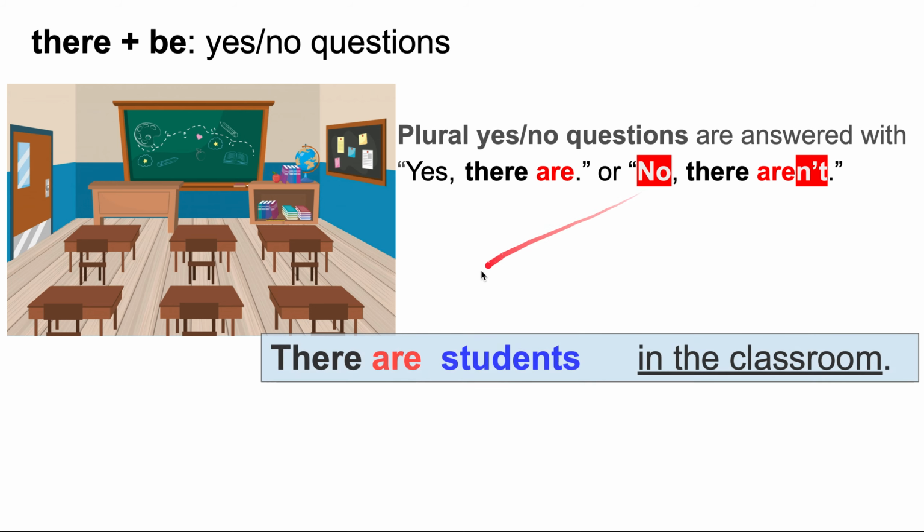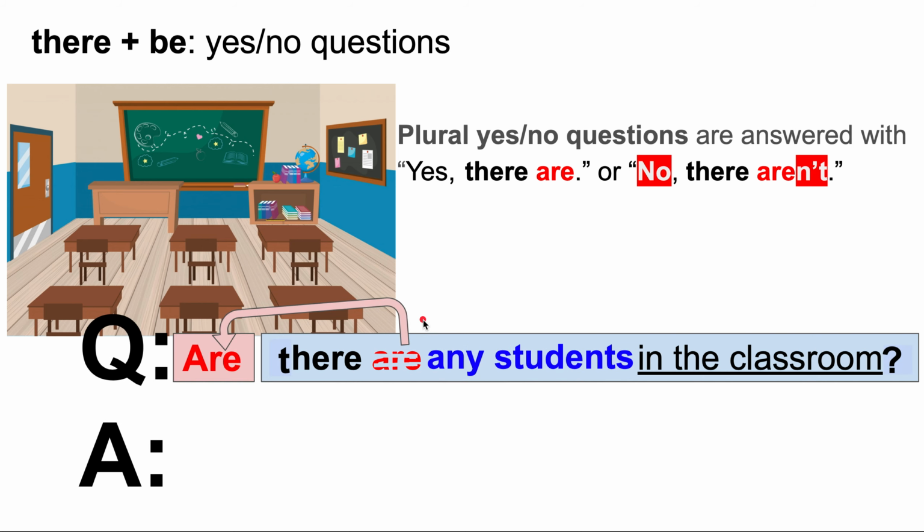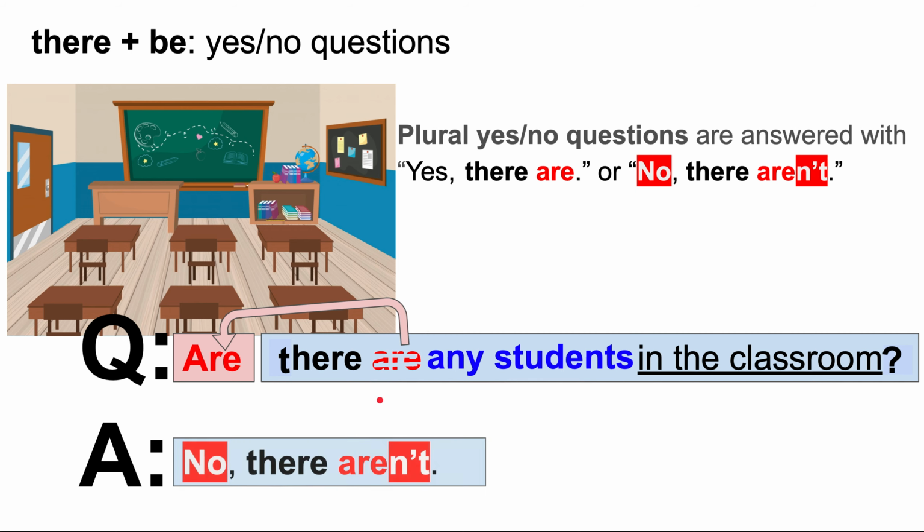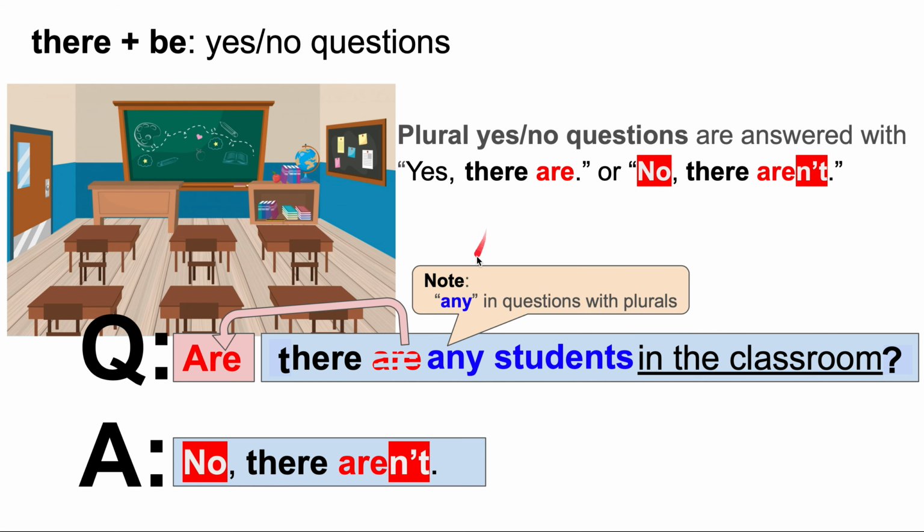Okay, let's look at an example. There are students in the classroom. Yes, no question: Are there any students in the classroom? Answer: no, there aren't. So to reiterate, plural yes, no questions are answered with yes, there are, or no, there aren't. And note any in questions with plural. So if you have a question with a plural, we add any before the subject.